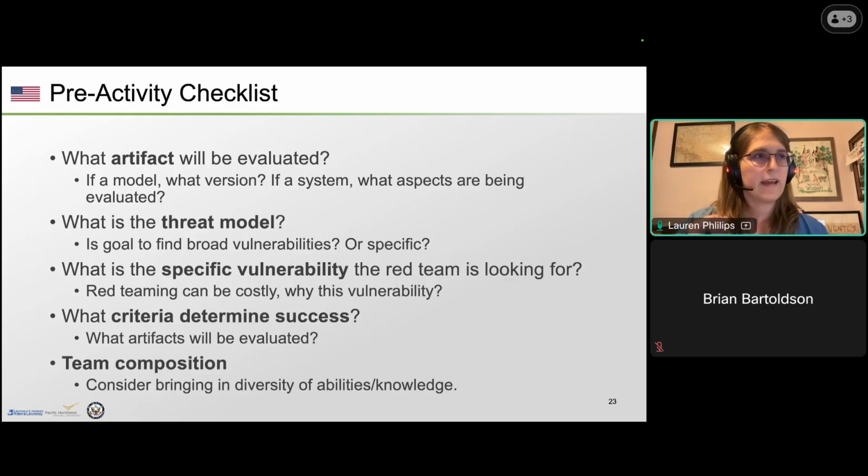We want to define ahead of time as well the criteria for success. So what does a successful attack look like? This is something that maybe seems obvious at first glance, but it is important to define that ahead of time so that your red team understands what kind of attack they should be trying and what doesn't count as being successful. And then thinking about the team composition, who are you going to bring in and what kind of diversity of abilities and knowledge do they have?